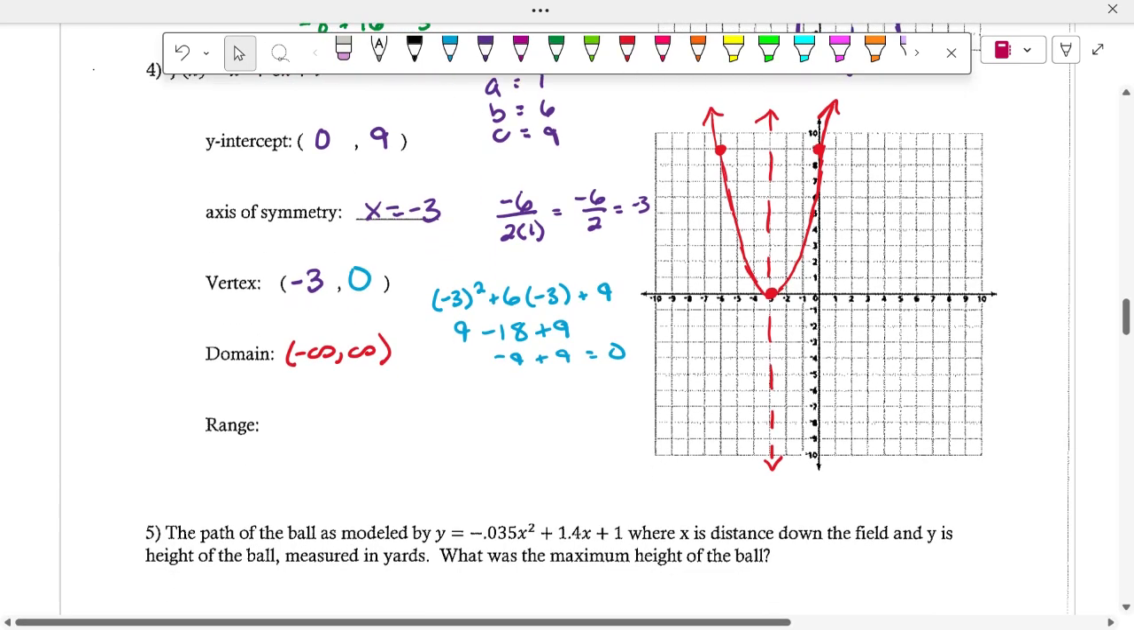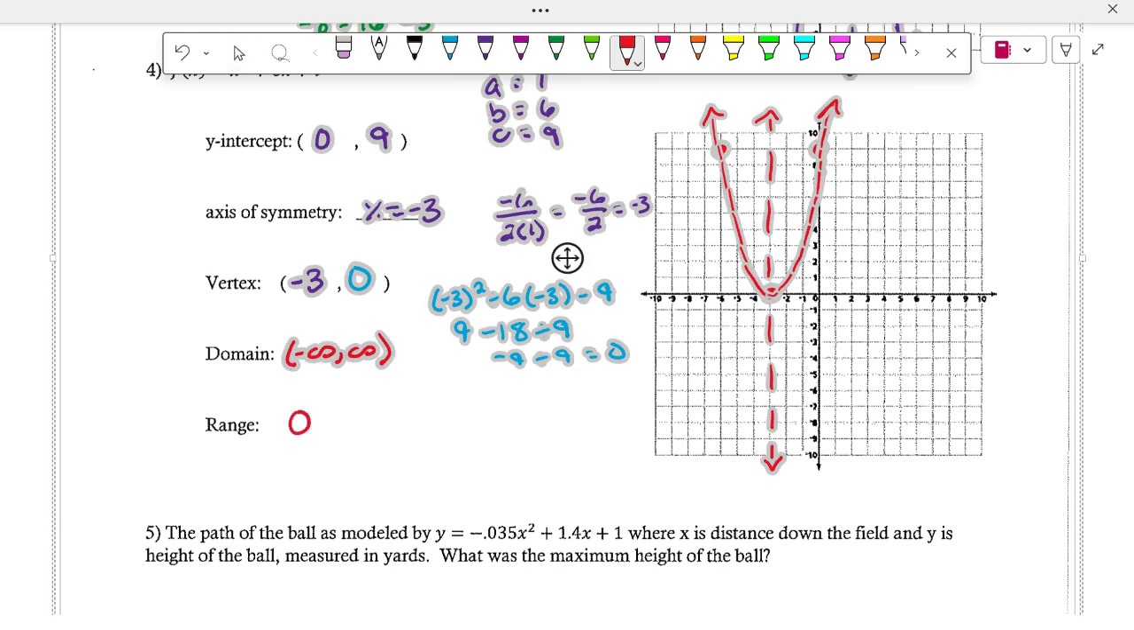Now, range depends on the vertex and whether it's a max or min. So is the vertex the max or the min here? It's the minimum. What part of the vertex am I using for range? The y, so the 0. So I'm going to have 0 somewhere in here. Now, would the 0 come first or second in the interval? First, because it's the lowest.